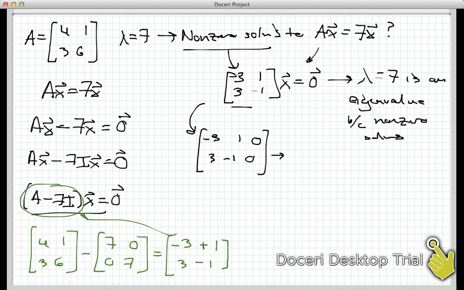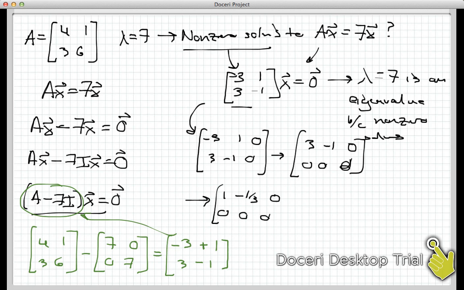That will pretty clearly row reduce, in echelon form, to 3, minus 1, 0, 0, 0, 0, and let's rescale that top row by a factor of a third to give me 1, negative 1/3, 0, 0, 0, 0. Okay, so here again, I've got a free variable in x2, and it looks like x1 in this case is going to be 1/3 x2.